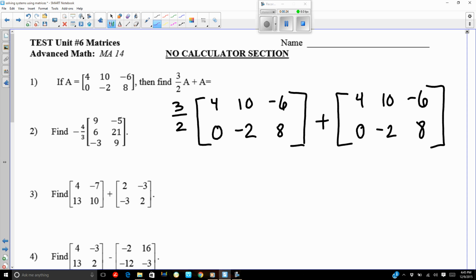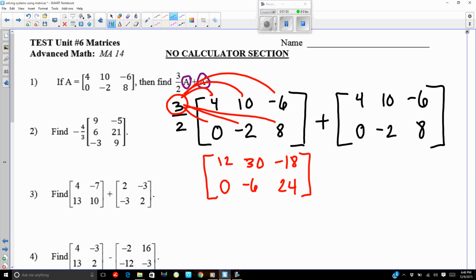All right, so starting with number 1, gives us matrix A. It wants us to find what is 3 over 2 times matrix A plus matrix A. So I've got the setup right here. I have inserted matrix A here and here in the equation, and it's just a matter of first multiplying everything in this first matrix by 3. So when you multiply by a fraction, you multiply everything in there by 3 first, and then after you multiply everything in there by 3, then we're going to divide everything in there by 2.